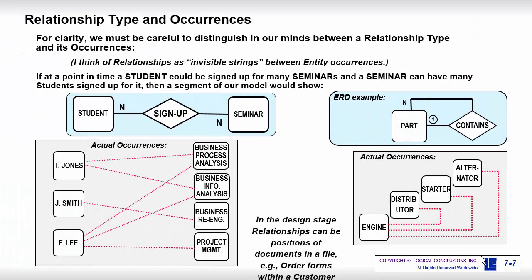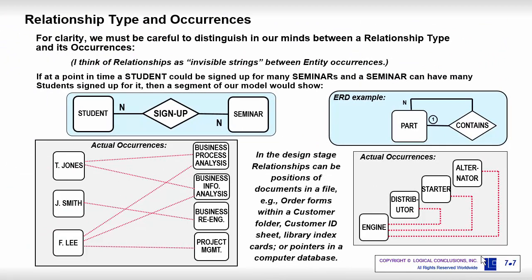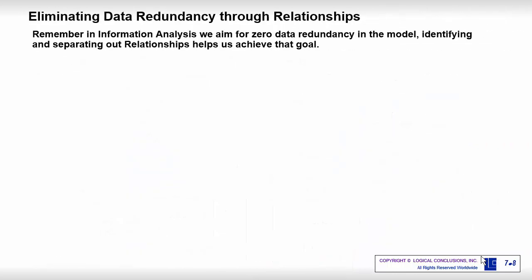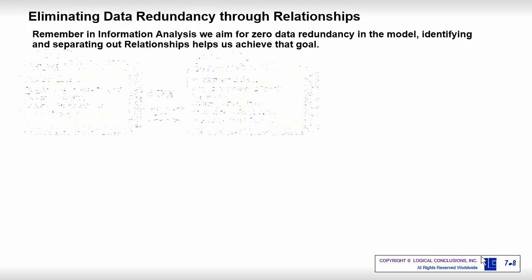As a computer person, I like to remind myself that an information model can be implemented in a manual environment as well as a computer environment. So in the design stage, relationships can be positions of documents in a file, for example, order forms within a customer folder, customer ID sheet, customer index cards, or pointers in a computer database. Remember, in information analysis, we aim for zero redundancy in the model. Identifying and separating out relationships helps us achieve that goal.